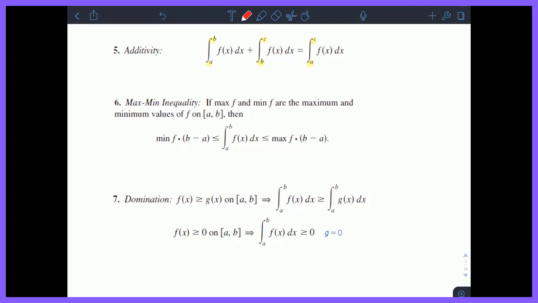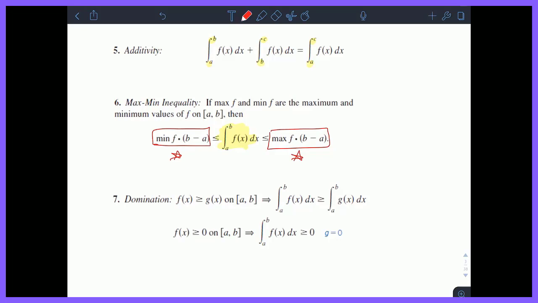Number six, max-min inequality. If you know the minimum and maximum value of f, then the integral itself from a to b of f of x dx will never be any smaller than the minimum value of f times b minus a, and it will never be any larger than the maximum value of f times b minus a. The minimum value of f or the maximum value of f multiplied by the difference of your bounds is just the integral of the constant. So these values right here are just assuming that the function takes on its minimum value for all of the region a to b or the maximum value for all the region of a to b.